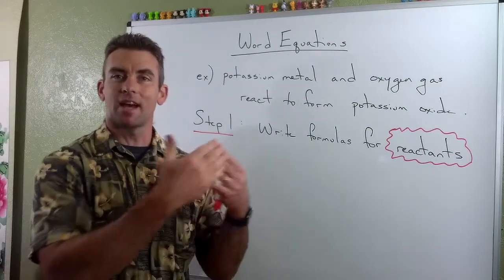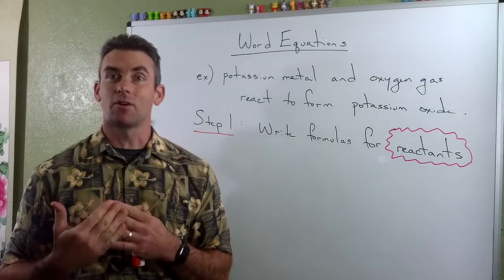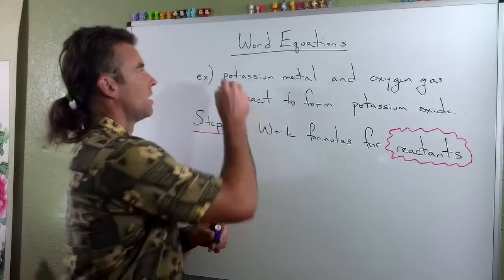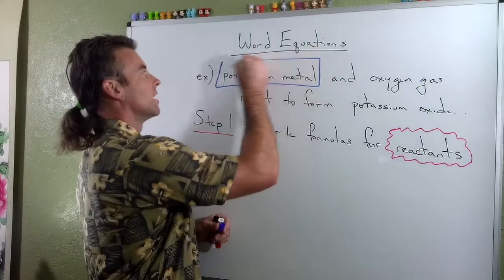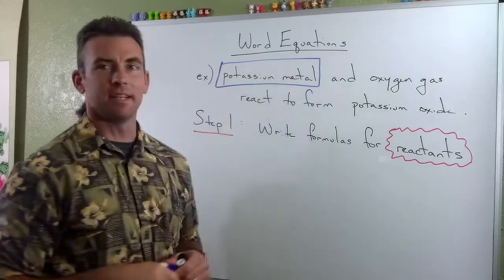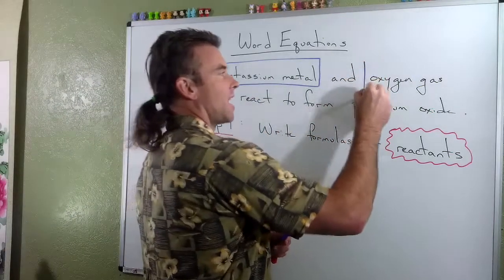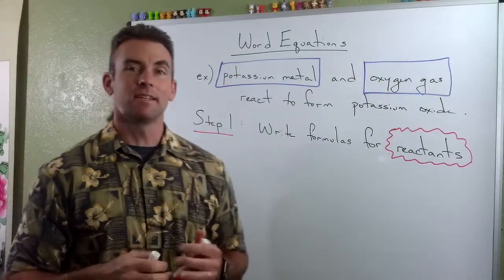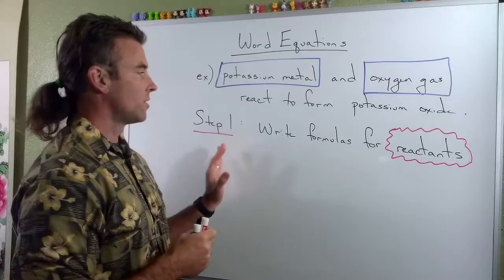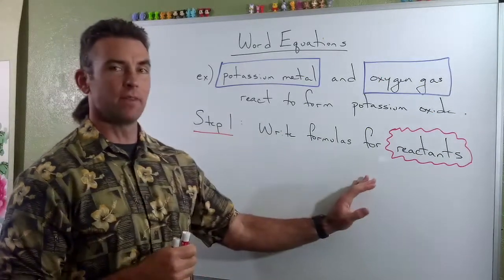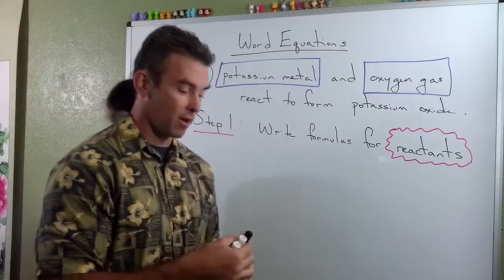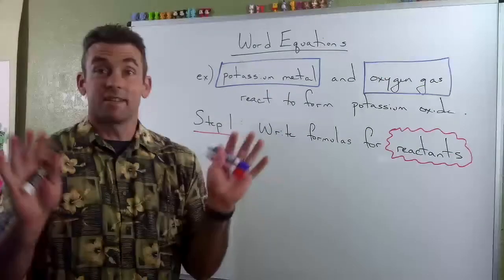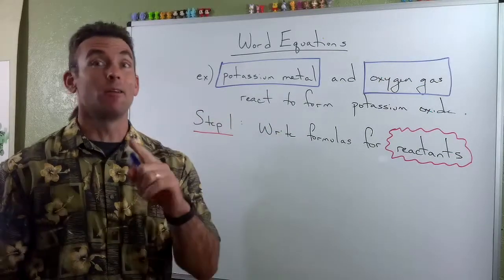And keep in mind the reactants are whatever the reaction starts as. So in this case, I'll highlight them in blue here. We've got potassium metal, and I'll show you what you do with the phase designation in just a second, and then oxygen gas. Those two things are the reactants in this reaction, and so we're going to write both of their formulas. This part is probably pretty easy, right? It's just plain old potassium metal. It's not in a compound, it's just plain old elemental potassium.